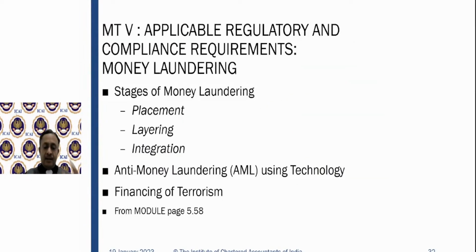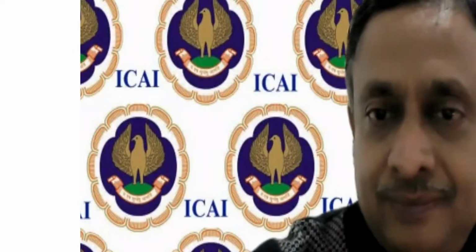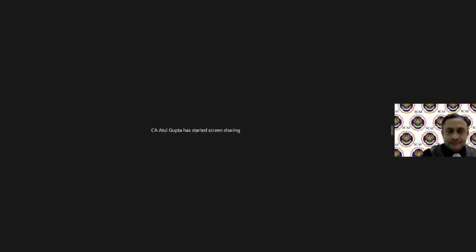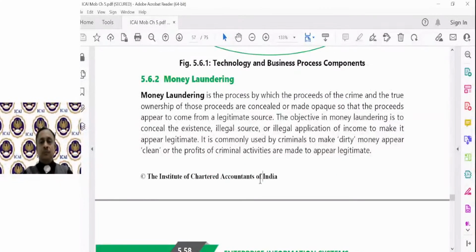Then, the next very important topic is money laundering. Yes, good, Dhanish. We'll take the details from the module itself. Now, here it is. So that is answering Dhanesh's question. Okay, I'll go back to that, Sharon.